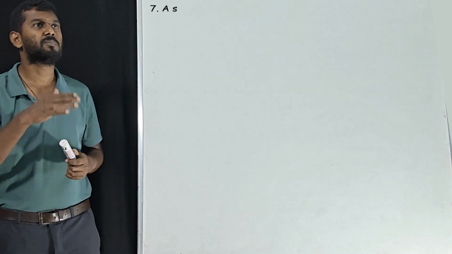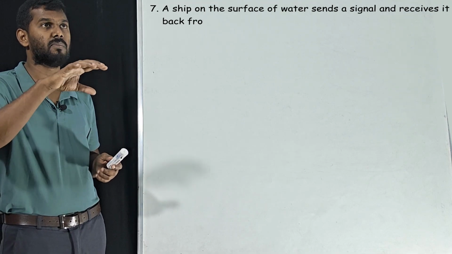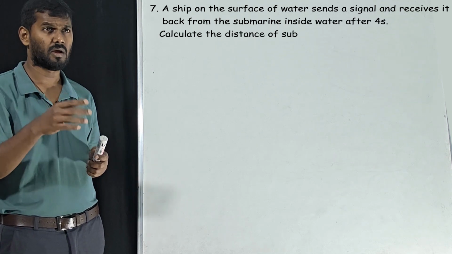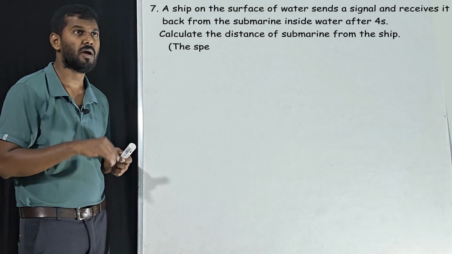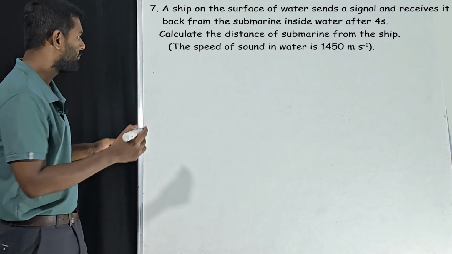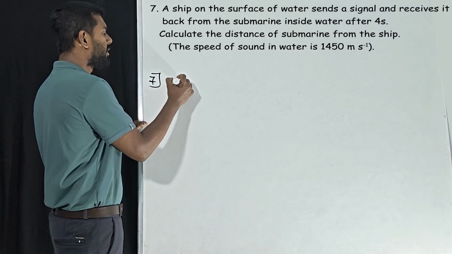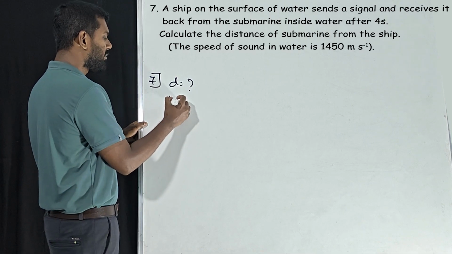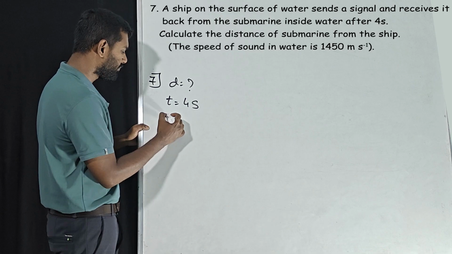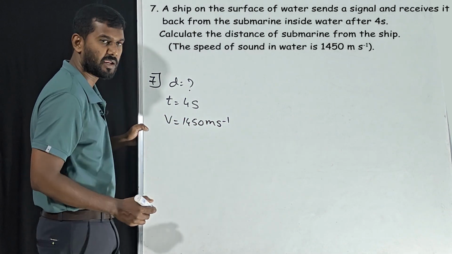Our next question: a ship on the surface of water sends a signal and receives it back from the submarine inside the water after 4 seconds. Calculate the distance of the submarine from the ship. Speed of sound in the water is 1450 meters per second. So first we'll write the given data. This is question number 7. We need to find the distance. Time is given as 4 seconds. After 4 seconds we are going to hear an echo. Next, velocity is given as 1450 meters per second.